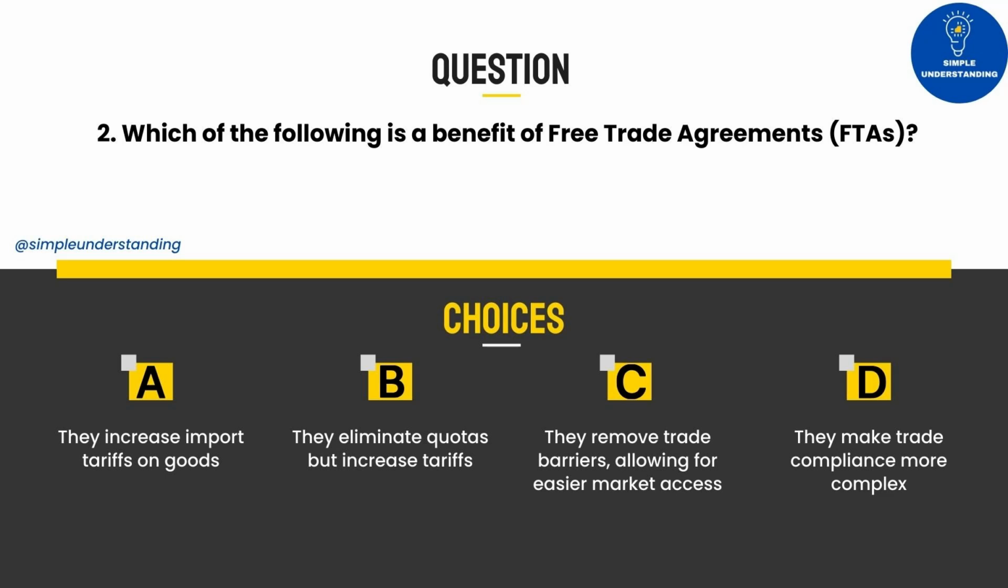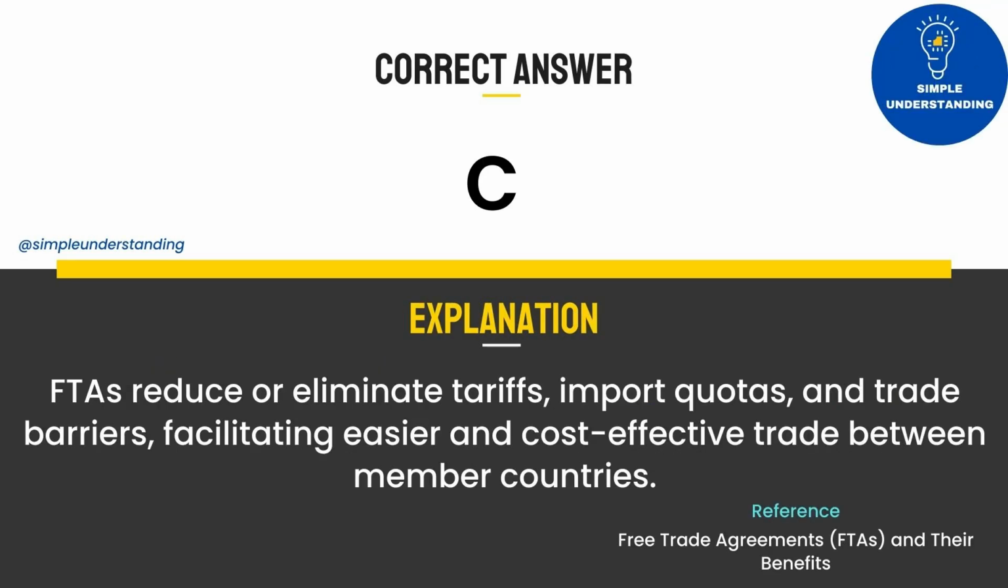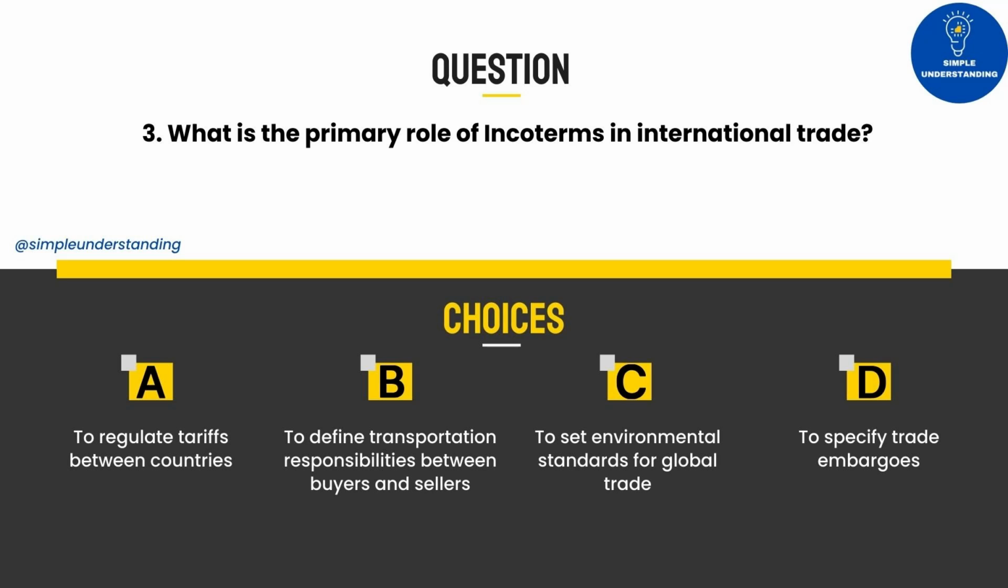2. Which of the following is a benefit of free trade agreements, FTAs? A. They increase import tariffs on goods. B. They eliminate quotas but increase tariffs. C. They remove trade barriers, allowing for easier market access. D. They make trade compliance more complex. Answer C. Overall explanation. FTAs reduce or eliminate tariffs, import quotas, and trade barriers, facilitating easier and cost-effective trade between member countries.